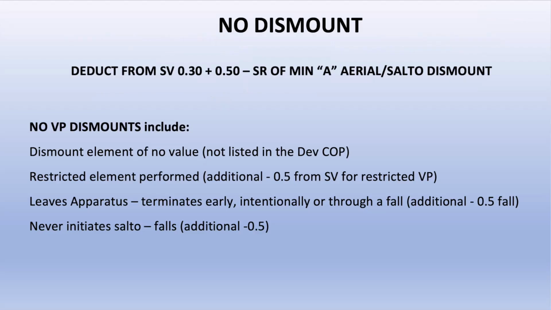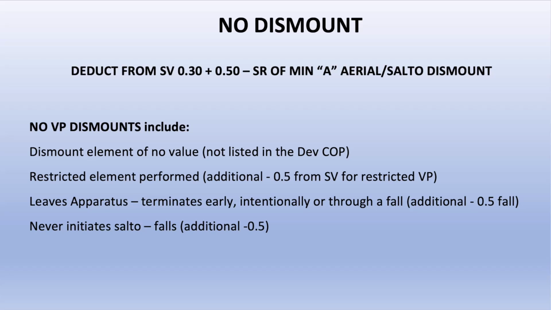When there is a dismount of no value part, you will deduct 0.3 from the start value, in addition to the 0.5 for missing the special requirement of a minimum of an A aerial or salto dismount. When you think about no value part dismounts, these include a dismount of no value at all, one that's not even listed in the Code of Points, or a restricted element. And when there's a restricted element performed as the dismount, be sure to take the additional 0.5 from the start value for the restricted value part.